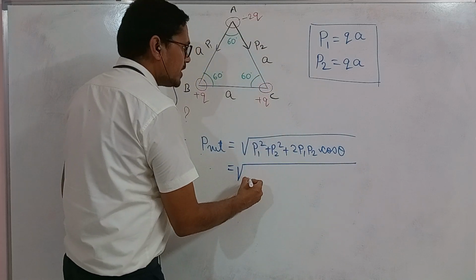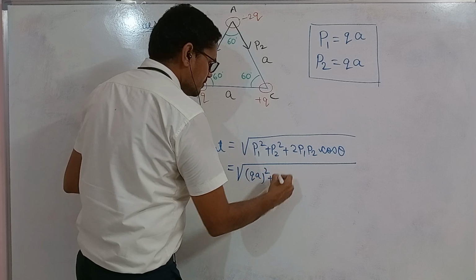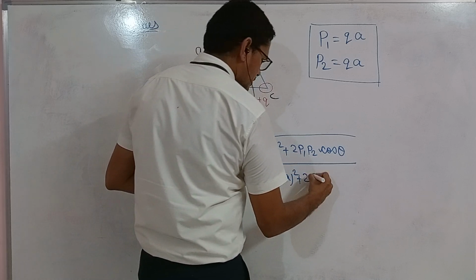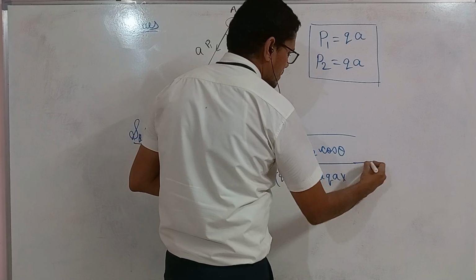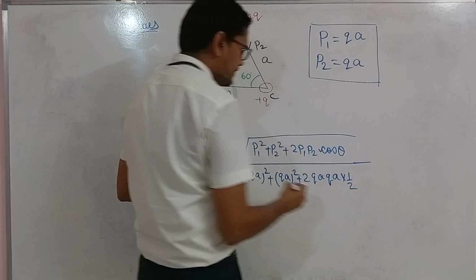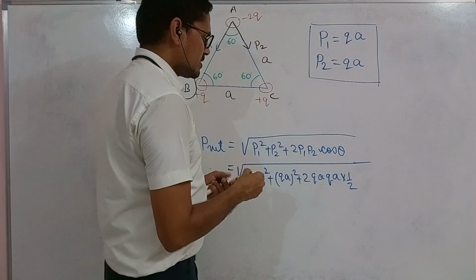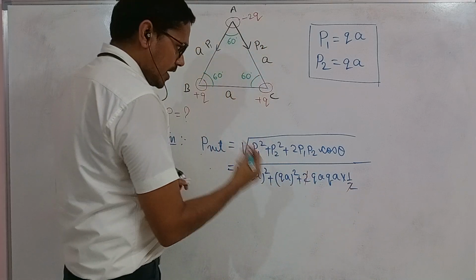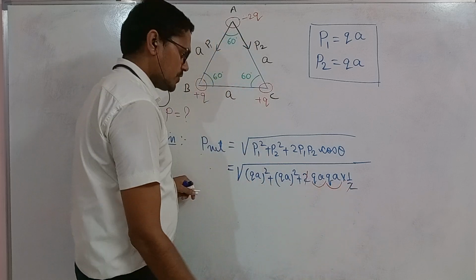So the square of P1 is equal to QA whole to the power 2 plus QA whole to the power 2 plus 2 into QA into QA into cos 60. Cos 60 would be half. Just simplify this. After simplification, this half and this 2 cancel out, and the product of this QA and this QA becomes QA square.